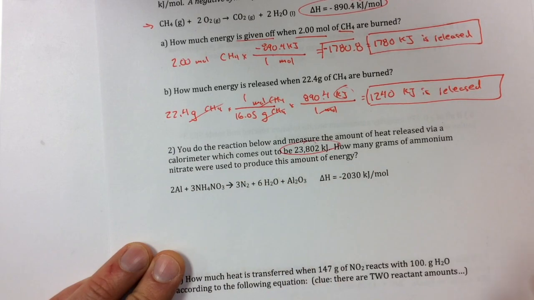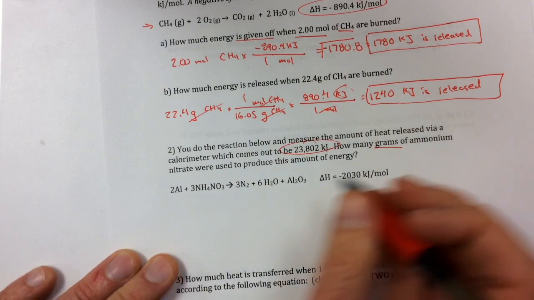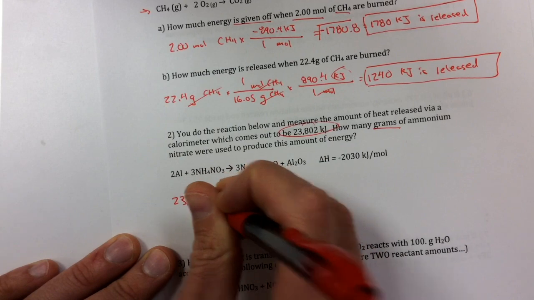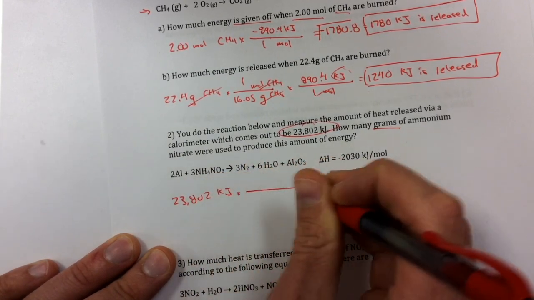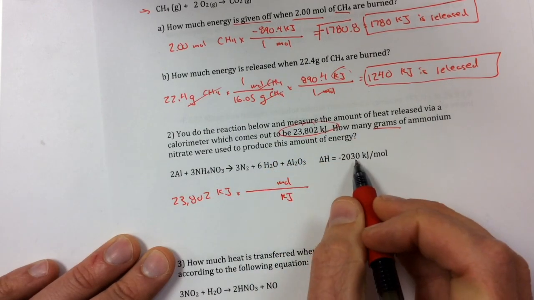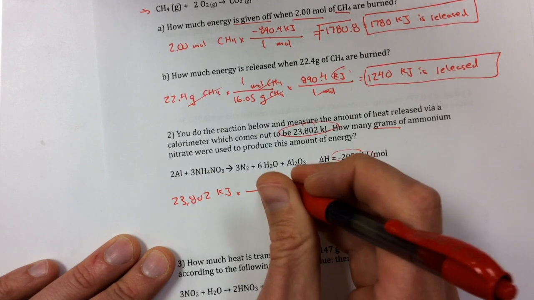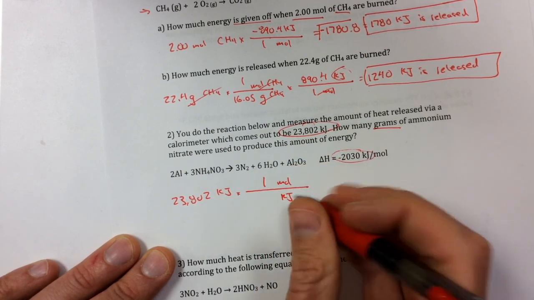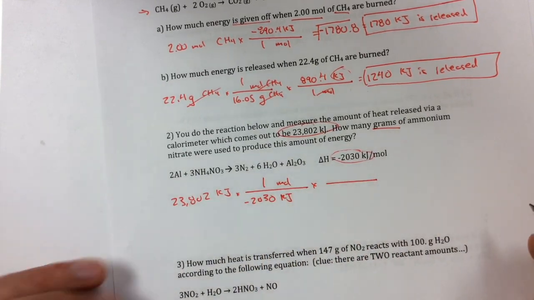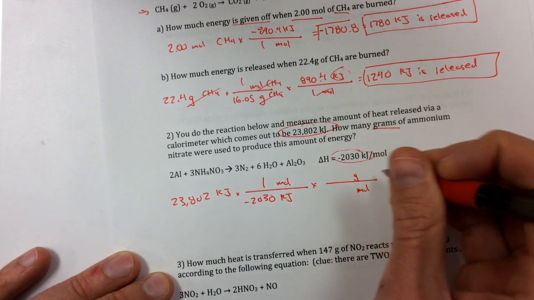Now I'm starting with how much is released, and I need to find how many grams. So I'm going to start and go backwards. I go 23802 kilojoules. I need to multiply it by something that has kilojoules on the bottom and moles on top. Let's look at this thing. Oh, kilojoules and moles. But this number is going to go on the bottom, and the moles is going on the top. One is the moles. The number always stays with this. So that's negative 2030.